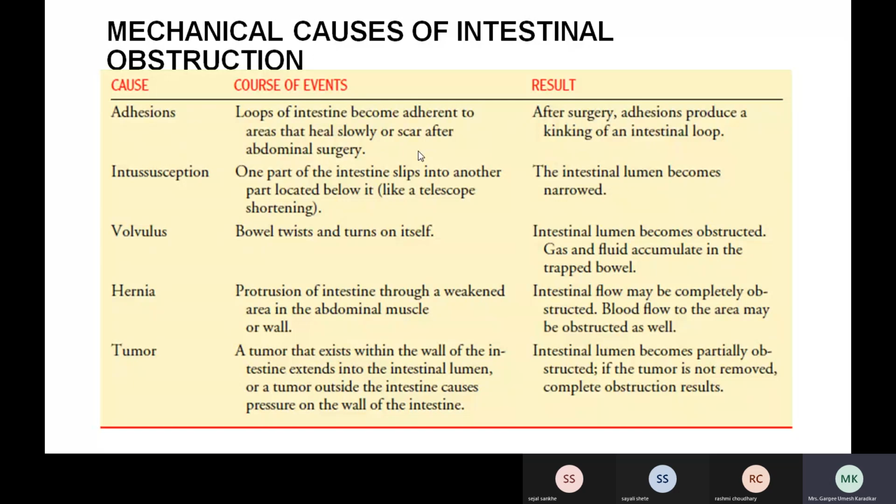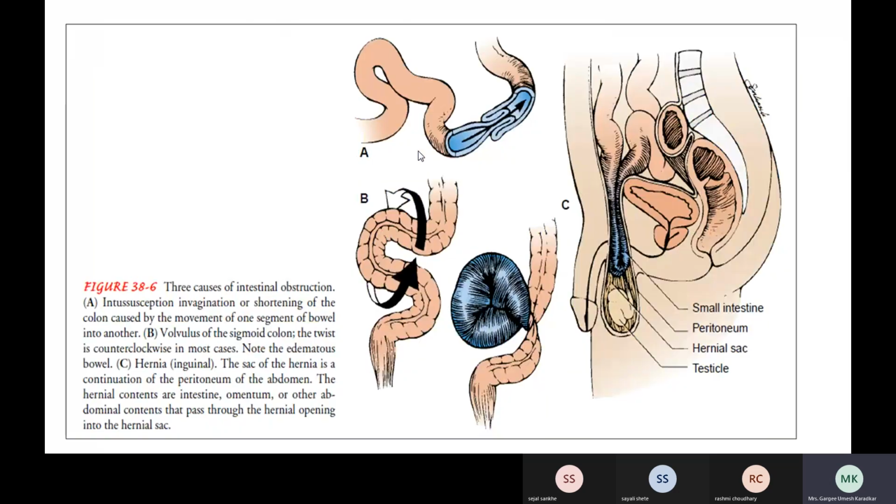Then the next cause is the tumor. The tumor, as you know, will occupy some space in the intestinal lumen. So a tumor outside the intestine or even within the intestine, either of it. If it is outside, it will cause pressure on the wall of the intestine, and if it is inside, it will extend inside the lumen. So that will cause the obstruction. It may be partially obstructed, and if the tumor is not removed, it will go on increasing in size, and there will be complete obstruction.